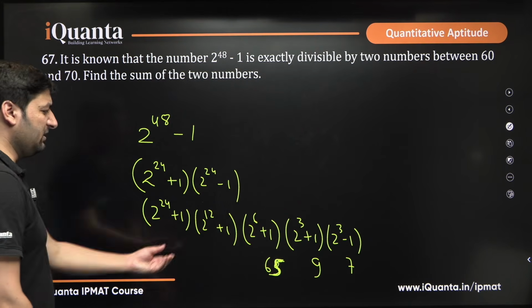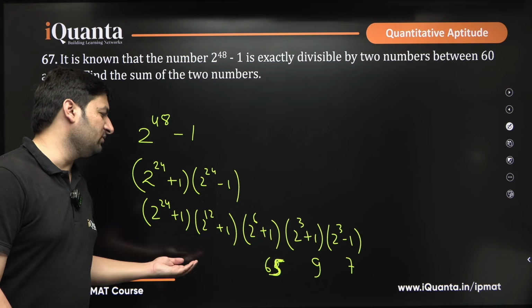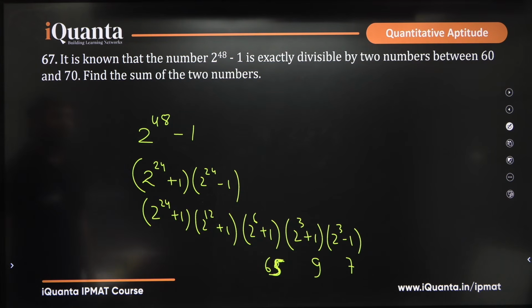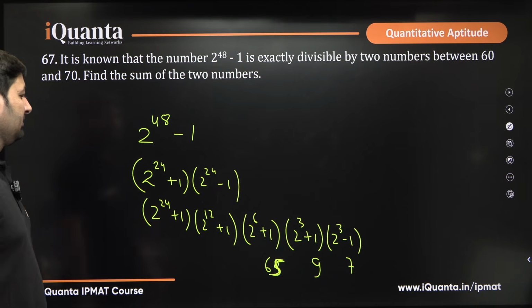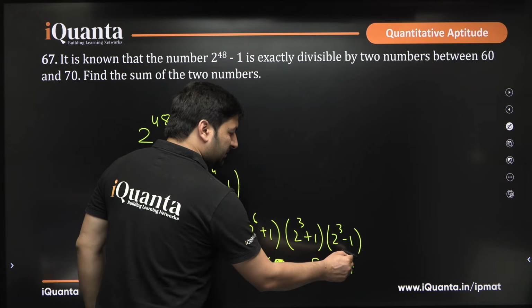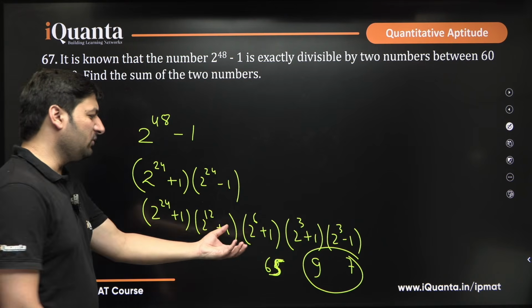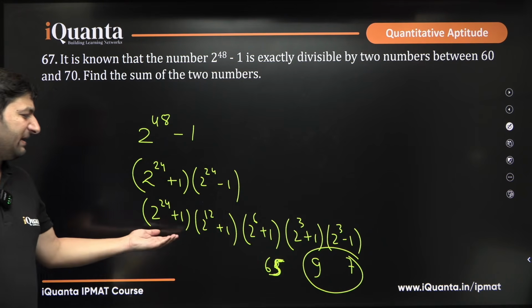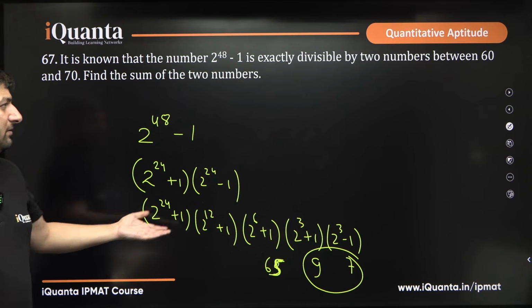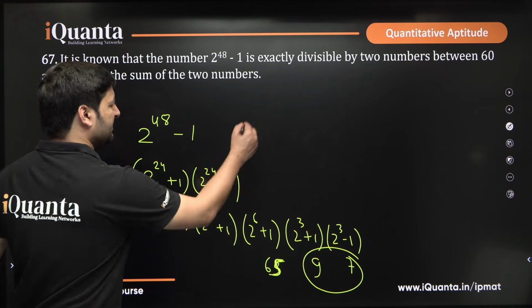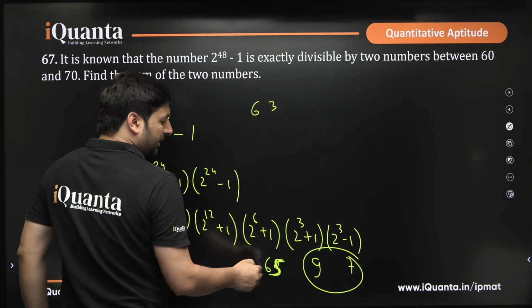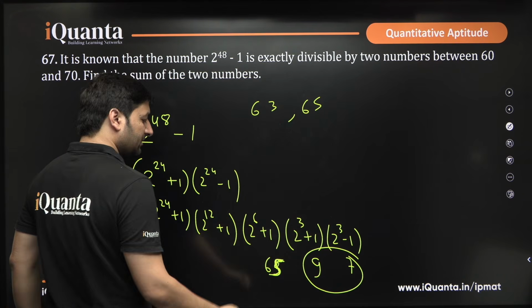What do you see now? This is a number which is greater than 60, 70, right? So, there is no point writing them. The question wanted us to get the two numbers between 60, 70 which divide this. Obviously, one of the numbers will be 9 into 7, because 9 into 7 are present in the factorization of this. So, 9 into 7, 63 will be one number, another number will be 65, because obviously 65 is present here.